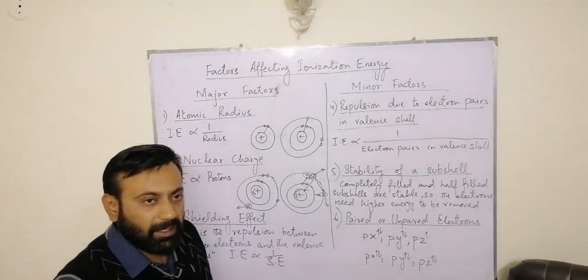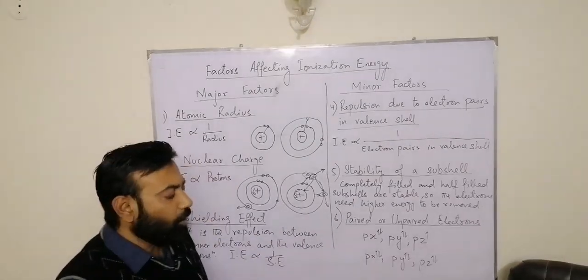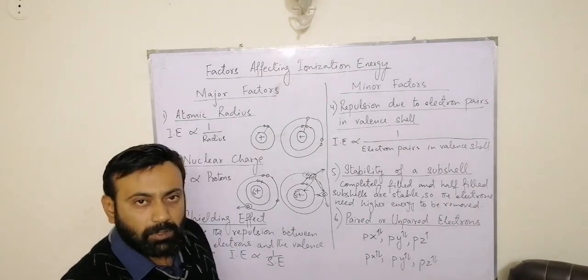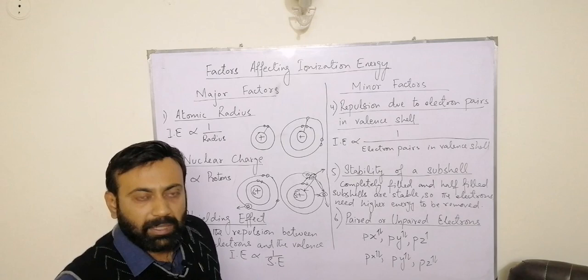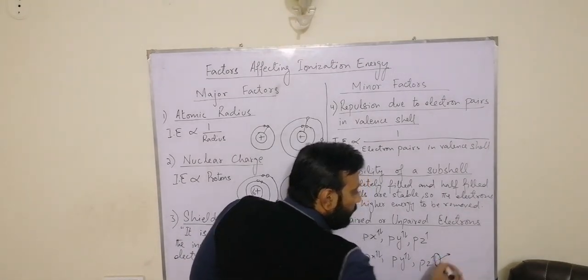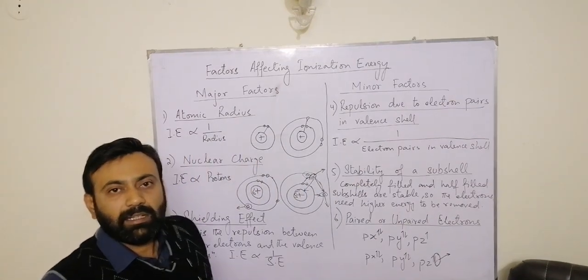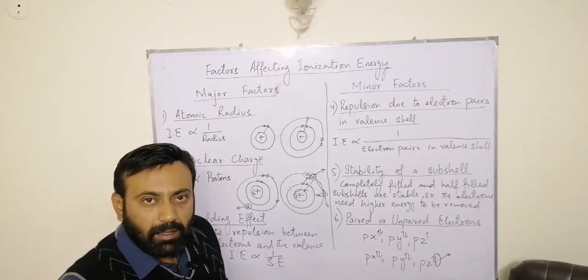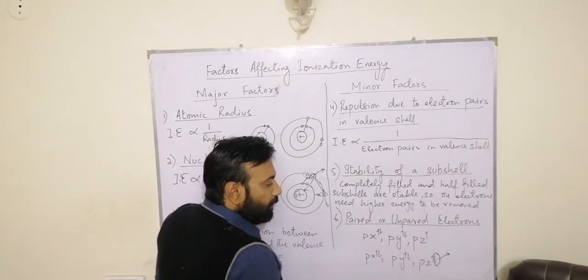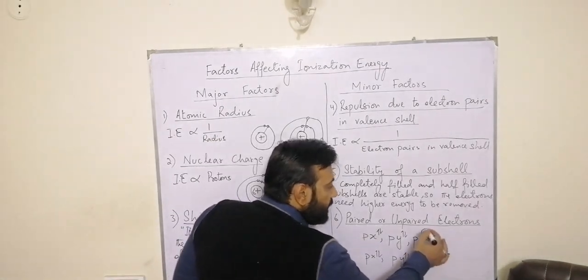But there is another thing. The electron to be removed from this subshell is part of a pair, because all the electrons are paired. There is no unpaired electron. So if we want to remove this electron from a pair, it will need a higher amount of energy to be removed. But in the case of the first one, this atom, it has an unpaired electron.